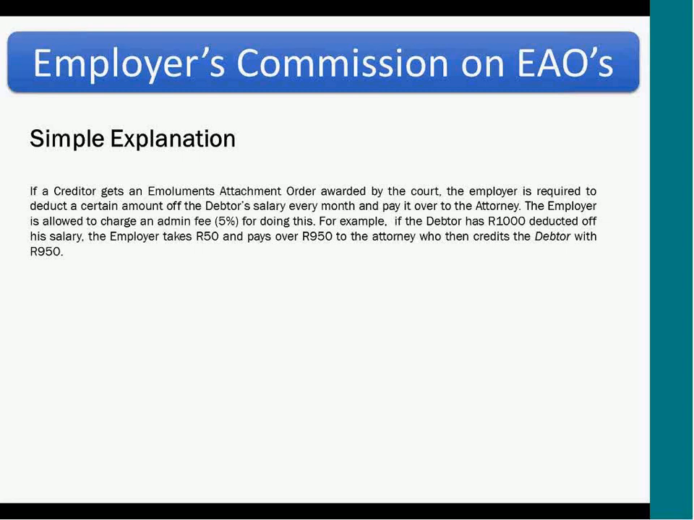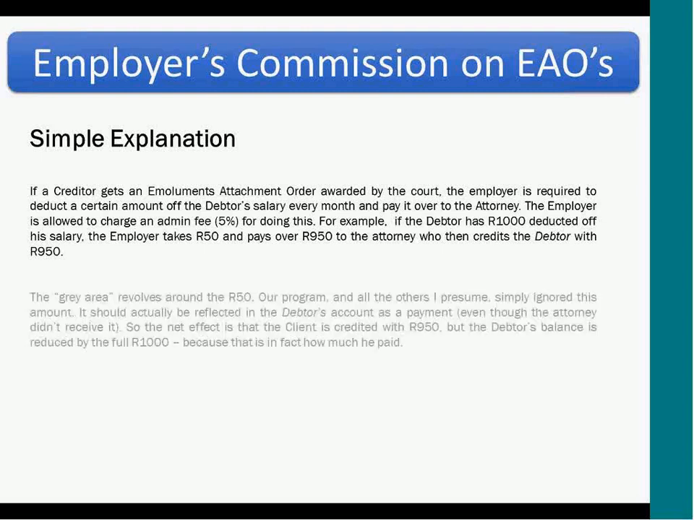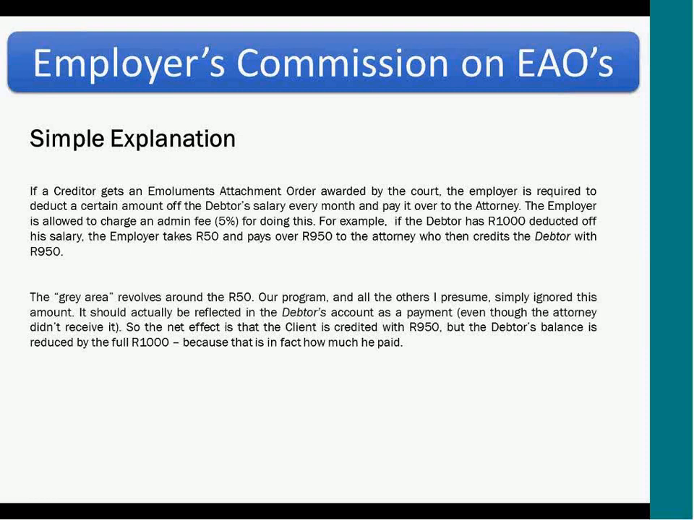Our program, and all others we presume, simply ignored this amount. It should actually be reflected in the debtor's account as a payment, although the attorney did not actually receive that money. So the net effect is that the client is credited with 950 Rand, but the debtor's balance is reduced by the full 1,000 Rand, because that is in fact how much he paid. In other words, how much was actually deducted off his salary.